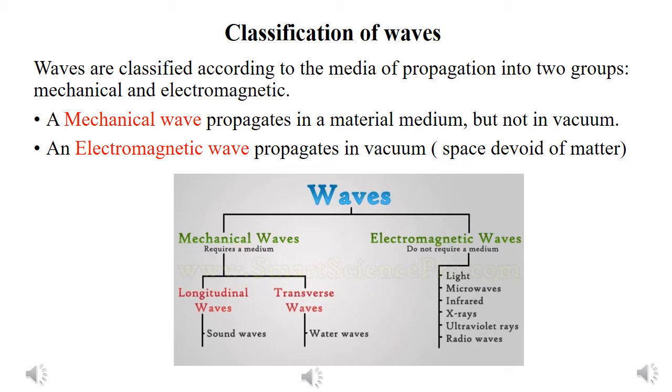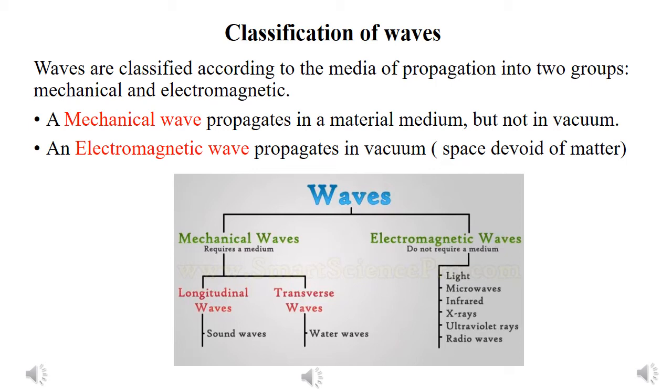Classification of waves. Waves are classified according to the media of propagation into two groups, mechanical and electromagnetic. A mechanical wave is a wave that propagates in a material medium but not in vacuum. It requires a material medium. Vacuum is the space devoid of matter. However, an electromagnetic wave propagates in vacuum and other materials. For example, light, microwaves, infrared, X-rays, ultraviolet rays, radio waves. We will see these in the next chapter.